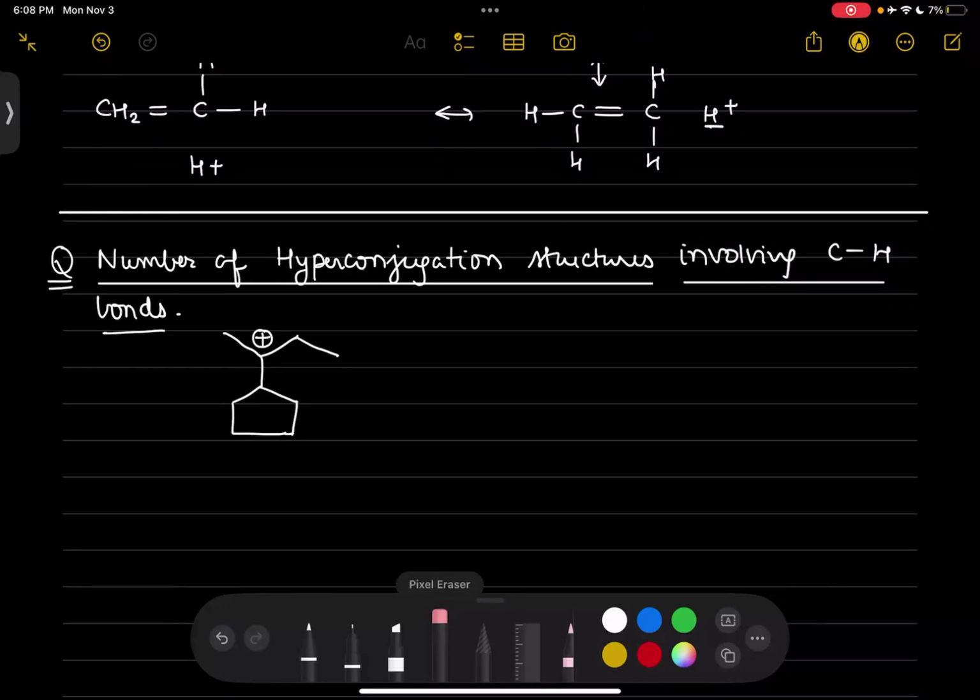Maybe 3 over here. Hmm, 3. How many? I will give you options also. Option A, 3. Option B, 2. Option C, 6. Option D, 7.